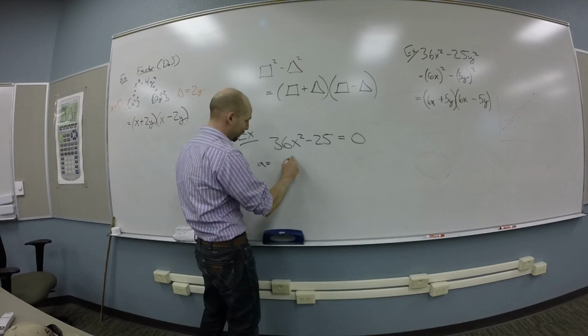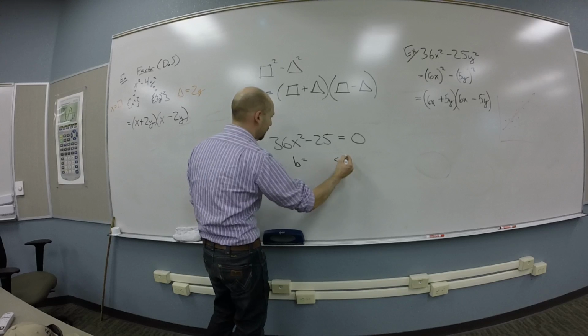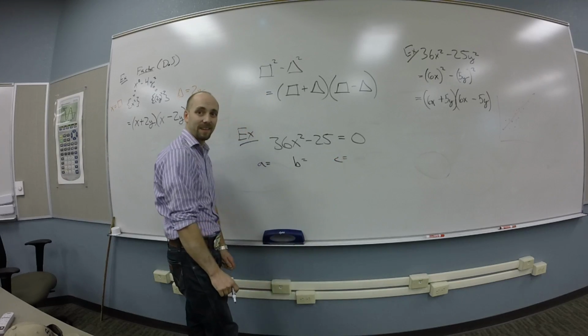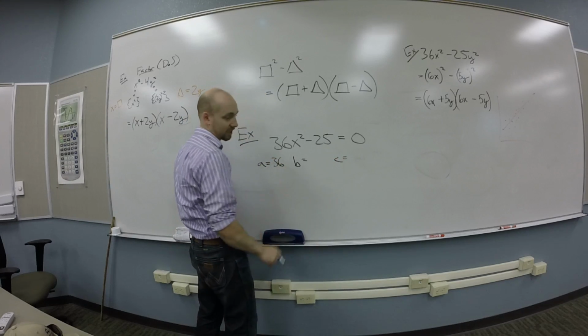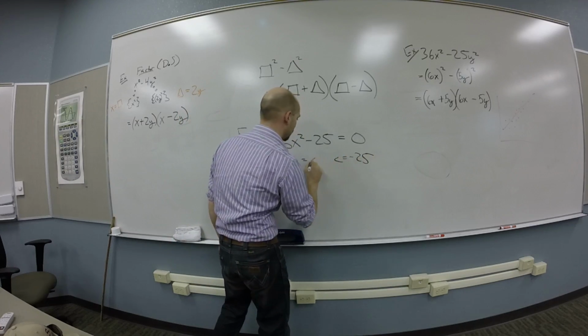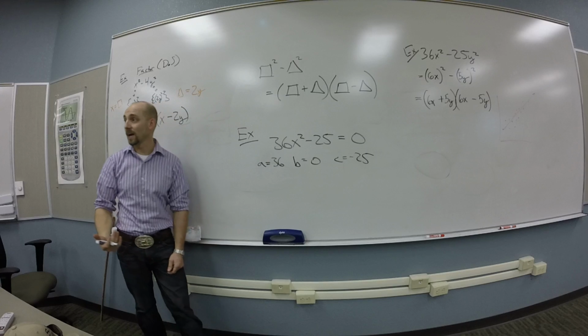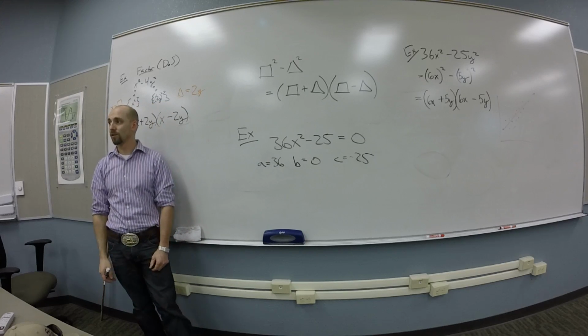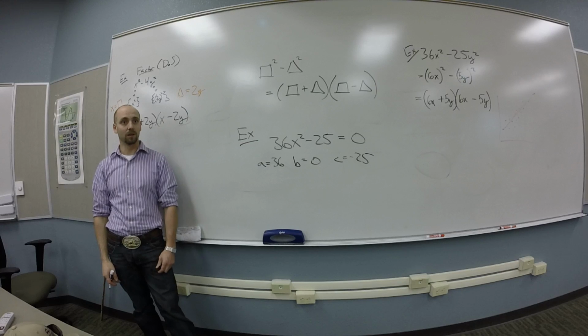I mean, A is something, B is something, and C is something. What are they? 36, 0, and negative 25. Negative 25 for this one and 0 for that one. There aren't any x's. The negative 25 doesn't have an x on it, so it's the C term, right?